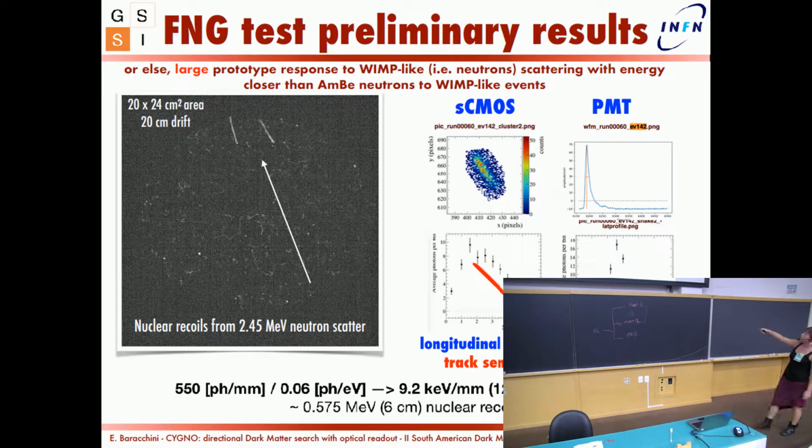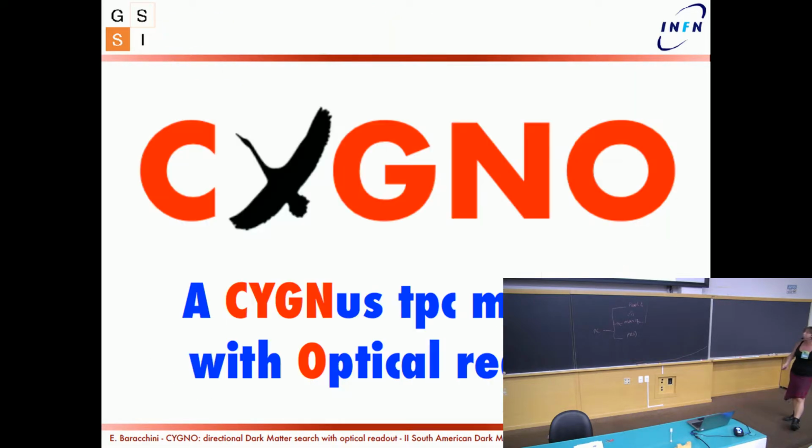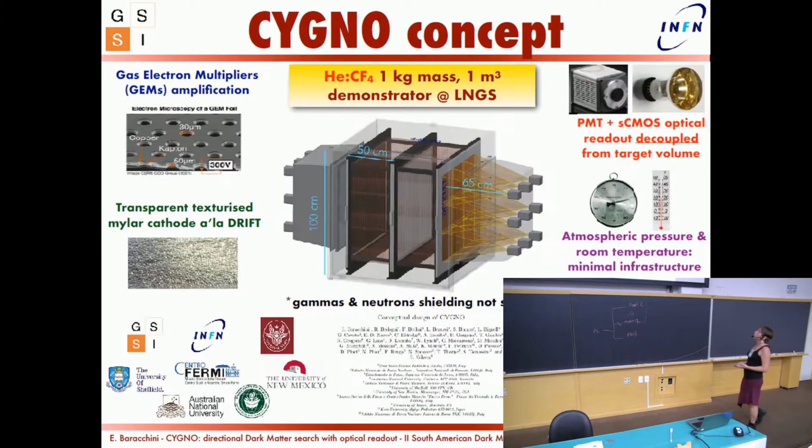And we verified that we have sensitivity to the full three-dimensional reconstruction with this. So out of this came the proposal for CYGNO, which will be a 1 cubic meter detector of about 1 kilo mass that will incorporate all these features. This is a collaboration mainly from Italy, but we have other people from, again, UK, Australia, US, joining us from the XENONT TPC collaboration.